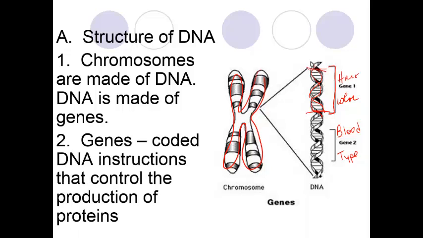Just a definition of genes, we know that this is an important word that we understand. It's come up in multiple units so far. It's a piece of coded DNA, and the instructions of this gene will tell your body what type of protein to produce. So ultimately, the gene is a series of instructions that code for a protein.